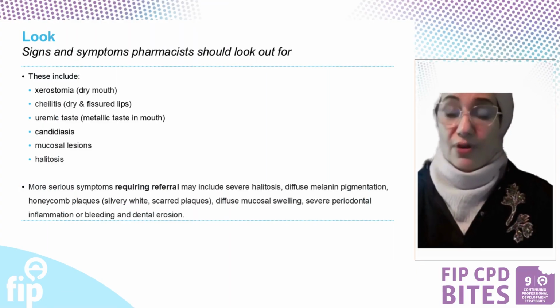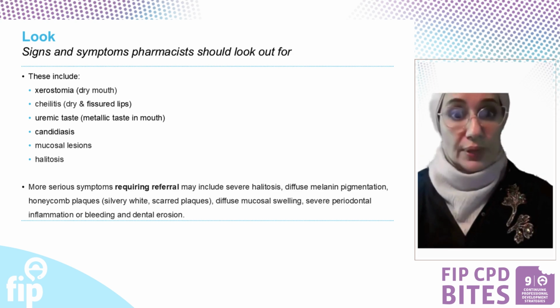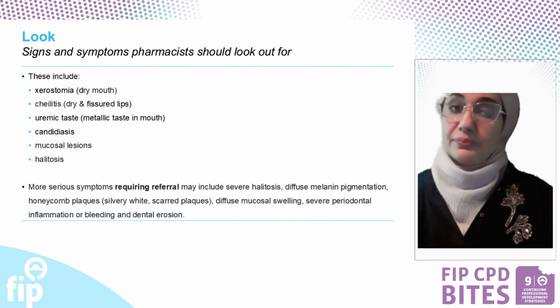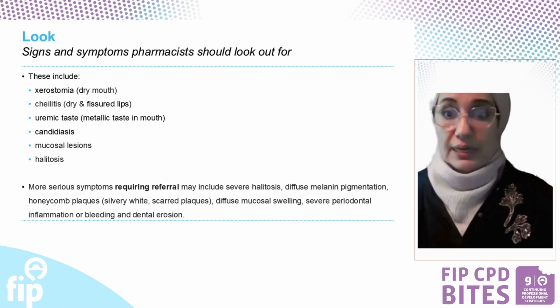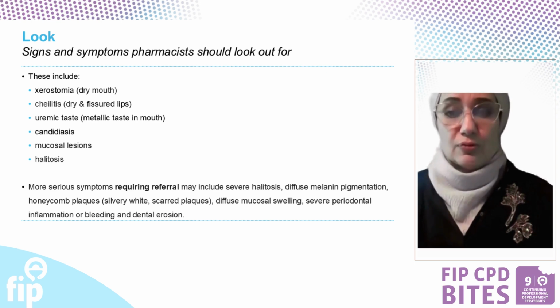Then look. Pharmacists should look for signs and symptoms of oral and general health conditions. These include xerostomia, dry mouth, dry and fissured lips, metallic taste in mouth, candidiasis, mucosal lesions, and halitosis. More serious symptoms requiring referrals may include severe halitosis, diffuse melanoma pigmentation, honeycomb plaques, diffuse mucosal swelling, severe periodontal inflammation or bleeding, and dental erosion.